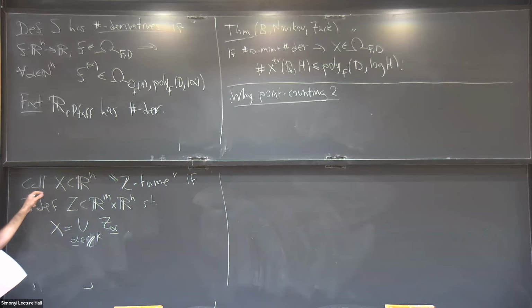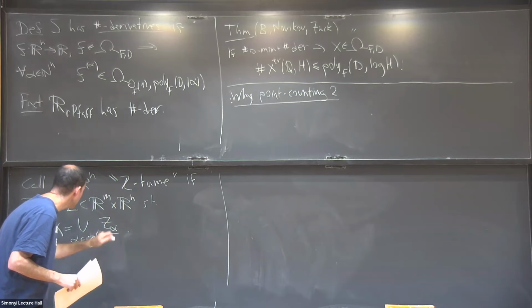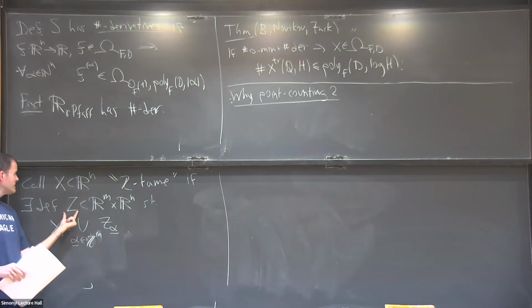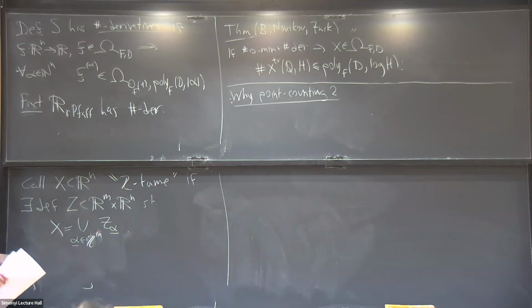Okay, so I'm looking for sets that might not be definable in an O-minimal structure. Yeah, sorry, that should be M. I think of this set as a family where the first M coordinates are the parameters and the last N coordinates are the ambient space. And now instead of saying that X is just definable in an O-minimal structure, I'm saying you can build it up from all the integer fibers of a definable family.